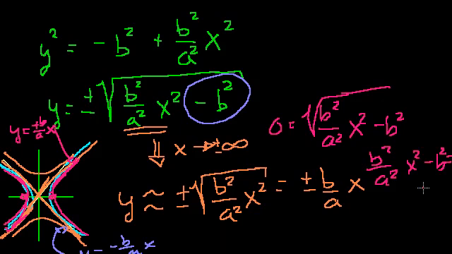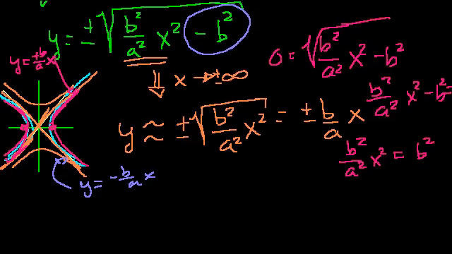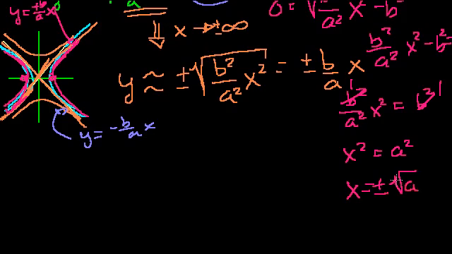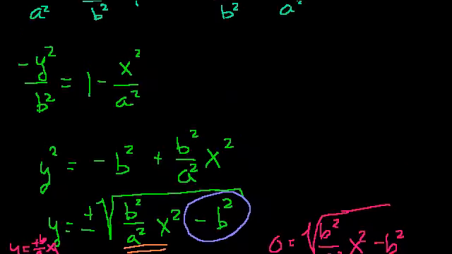I know this is messy. So then you get b squared over a squared x squared is equal to b squared. You could divide both sides by b squared, I guess. You get a 1 and a 1. And then you could multiply both sides by a squared. You get x squared is equal to a squared, right? And then you get x is equal to plus or minus a. So this point right here is the point a comma 0, and this point right here is the point minus a comma 0. Now let's go back to the other problem.